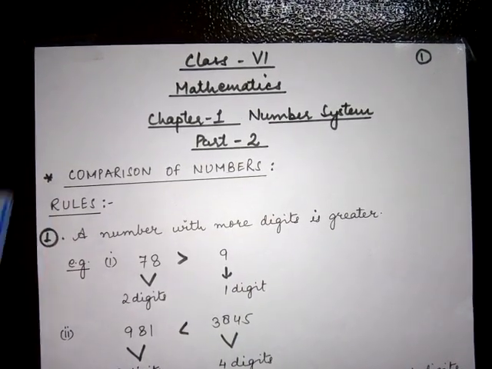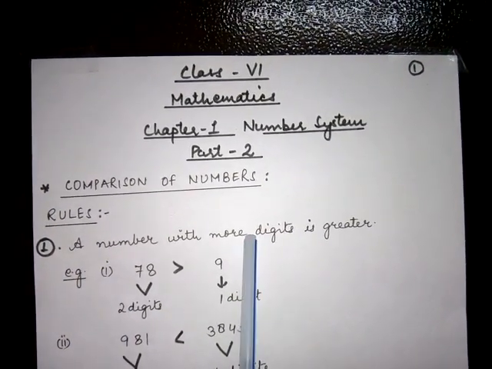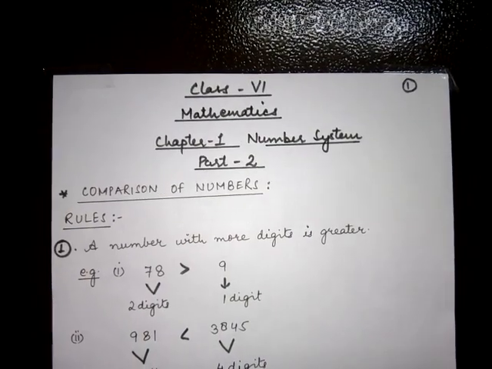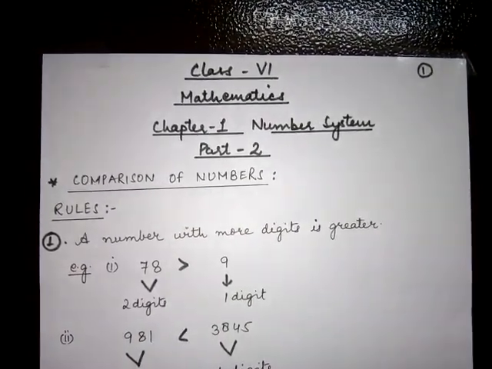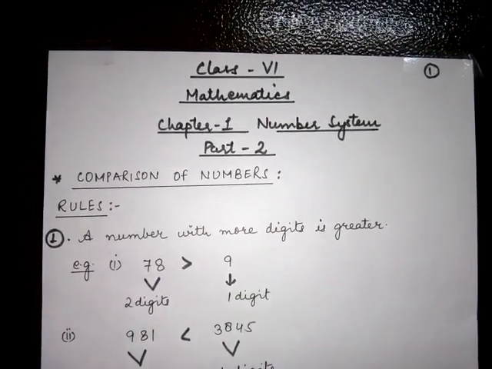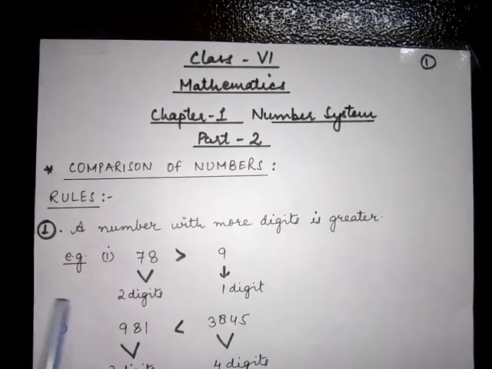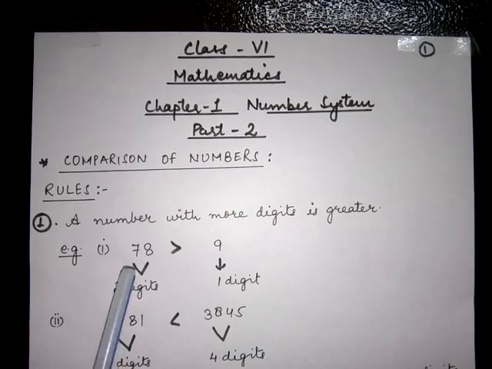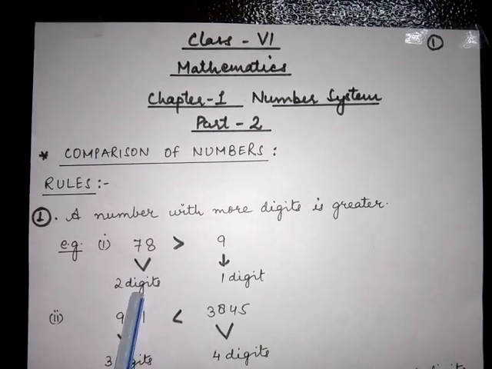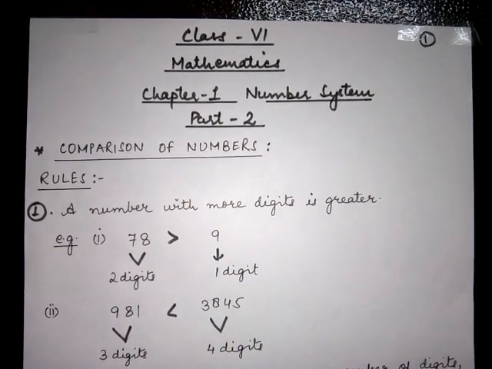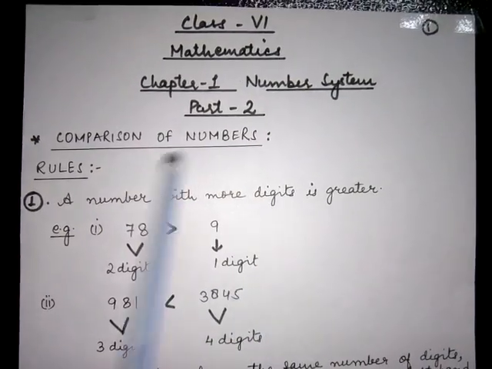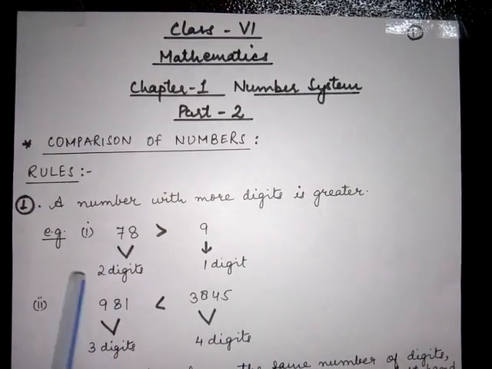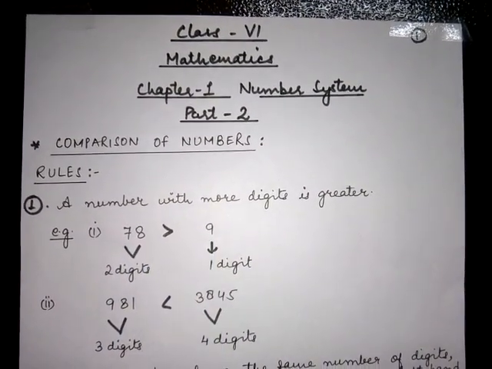There are rules. Rule number 1: a number with more digits is greater. So if you have a number having more digits than the other one, that number will be considered the greater one. As you can see in this example, there are two numbers, 78 and 9. This 78 is a 2-digit number and this 9 is a 1-digit number. So according to this rule, this 78 having more digits, that is why 78 is greater than 9.